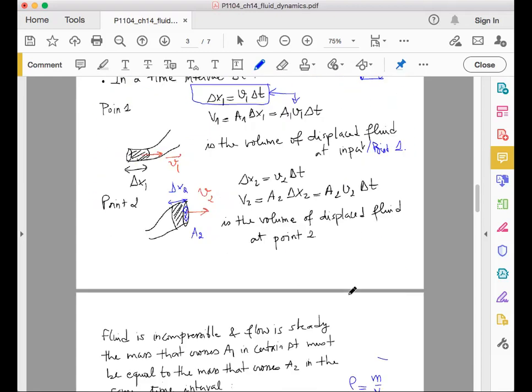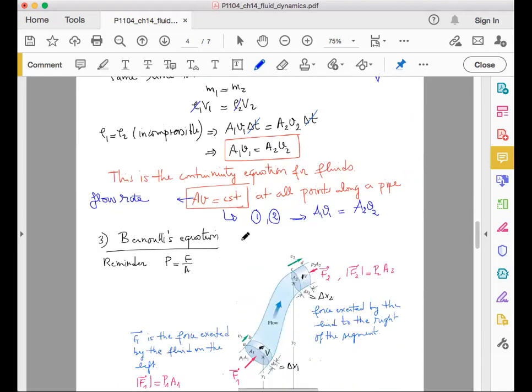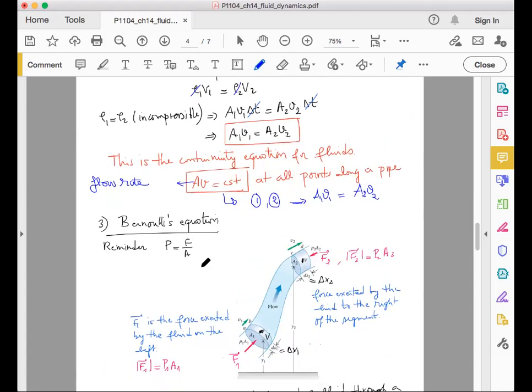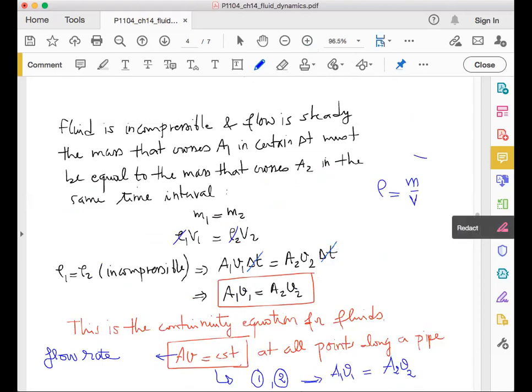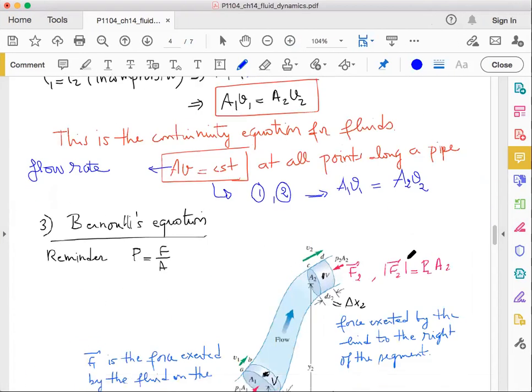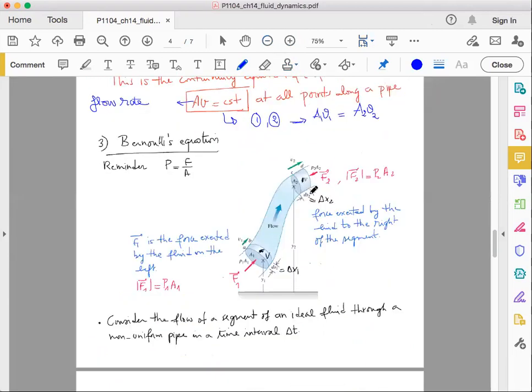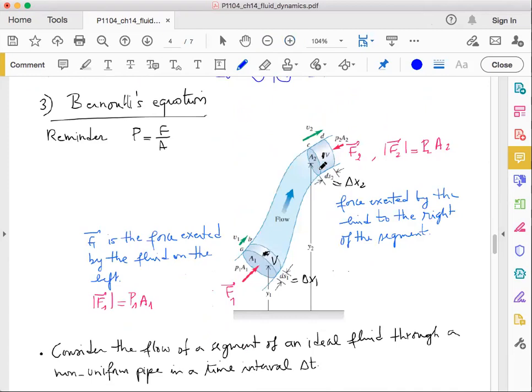This kind of information is not taken into account in the continuity equation, and that's why we need to discuss the Bernoulli equation. Our goal in Bernoulli's equation is to derive an equation between the speed of the fluid at 2 different points, 1 and 2, taking into account the pressure at points 1 and 2, as well as the elevation.